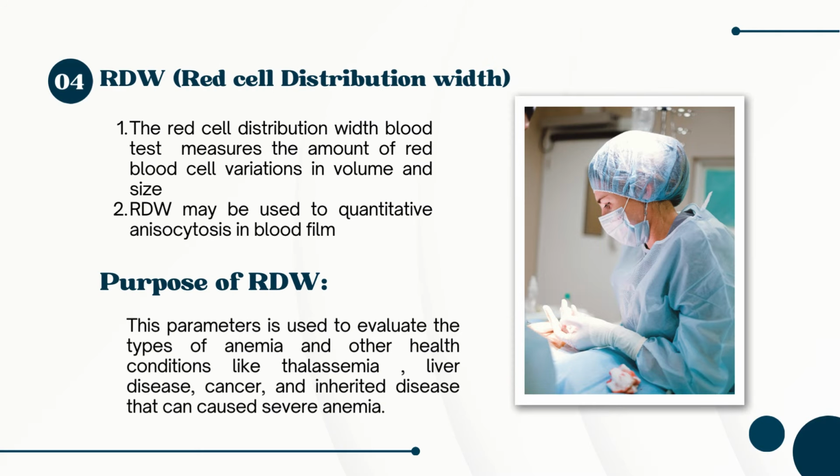Number 4. RDW, red cell distribution width. The red cell distribution width blood test measures the amount of red blood cell variations in volume and size. RDW may be used to quantify anisocytosis in blood film. Purpose of RDW. This parameter is used to evaluate the types of anemia and other health conditions like thalassemia, liver disease, cancer, and inherited disease that can cause severe anemia.